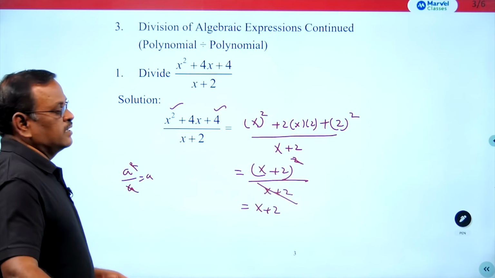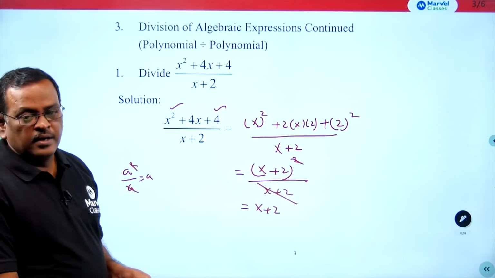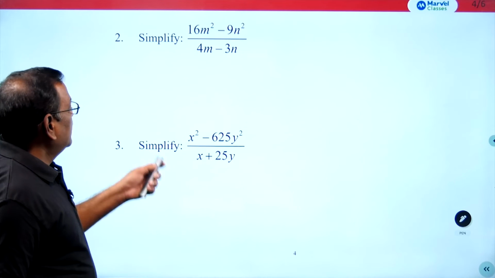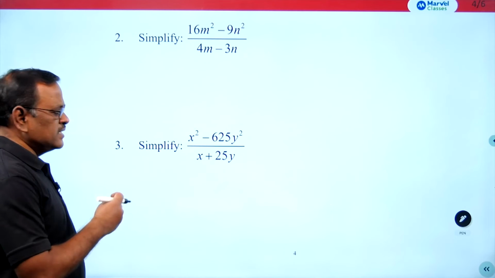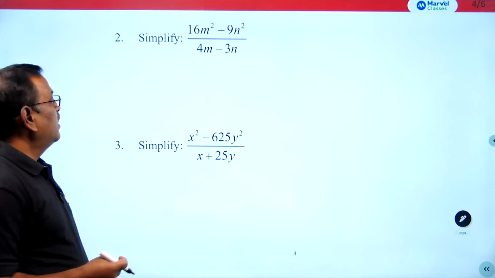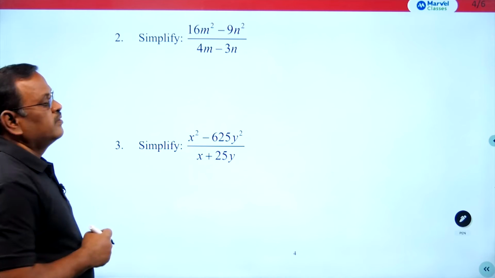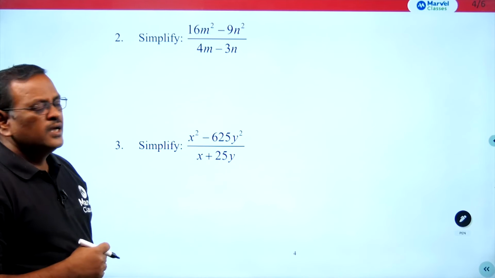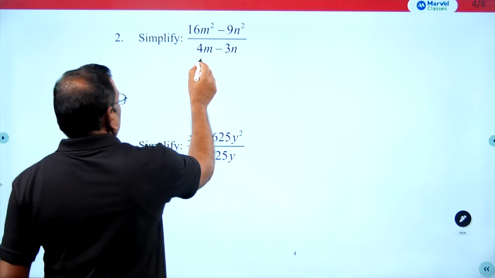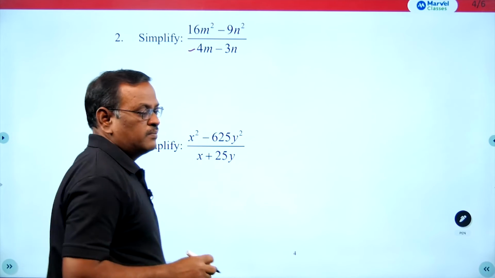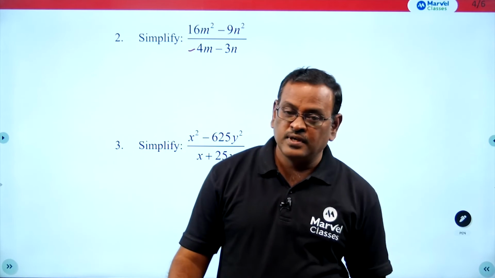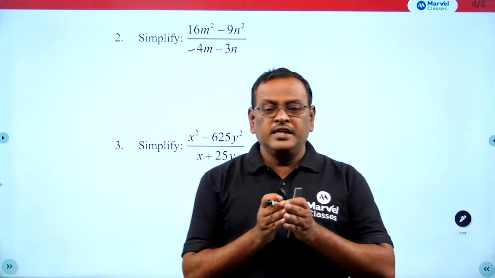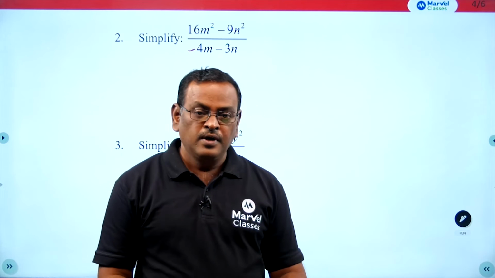So this is an example for polynomial by binomial, and another expression for binomial by binomial. Both are binomial by binomial, but the denominator is degree 1 and the numerator is degree 2, in the form of a square minus b square. I will teach all possible types of problems.